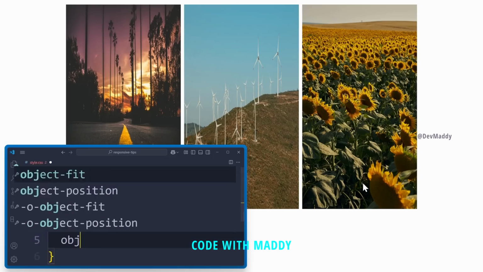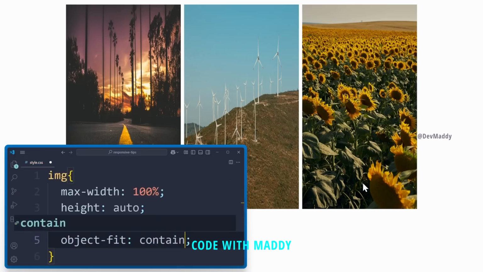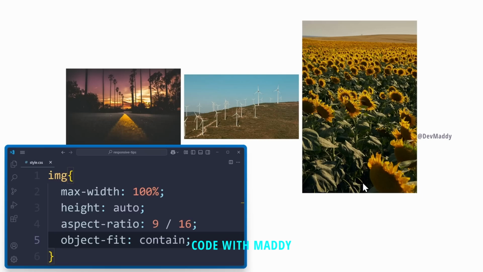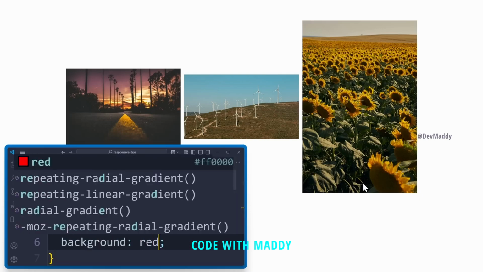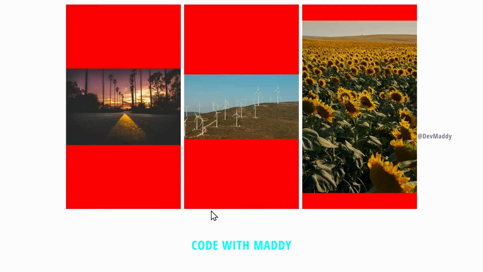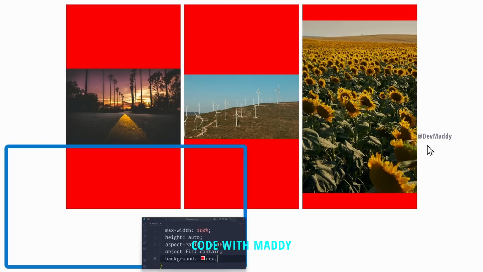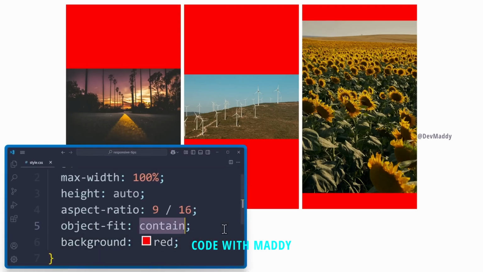When that happens, you have to use the object fit property. Object fit contain ensures that the entire image fits within the aspect ratio, but it might leave empty spaces. I can show you this by applying a red background. So the red area is the aspect ratio we actually want the image to have. But if we use object fit contain, then we want to contain the entire image. So we end up with these empty spaces.